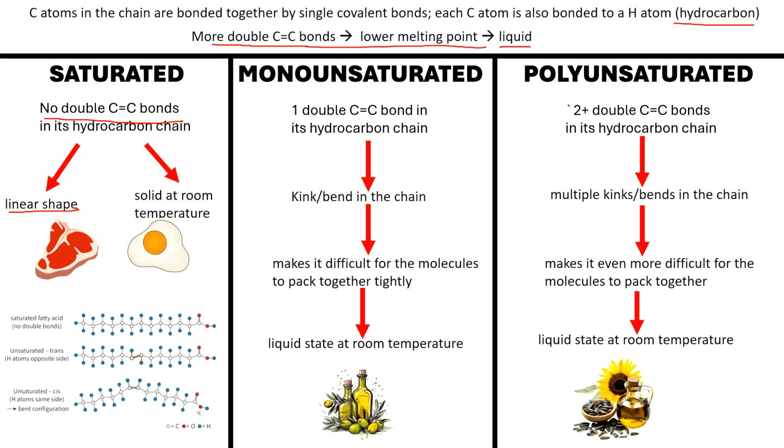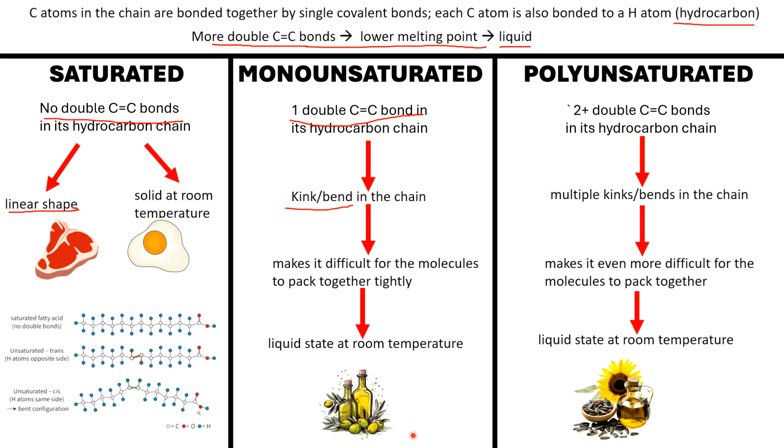Now, monounsaturated fatty acids, these have one of these bonds in their hydrocarbon chain, and this causes a kink, also known as the bend, in their chain, this right here. Again, we're going to look into depth in a second. Now, this makes it difficult for the molecules to pack together tightly, and so they have a liquid state at room temperature. An example of this is the monounsaturated fatty acids in olive oil.